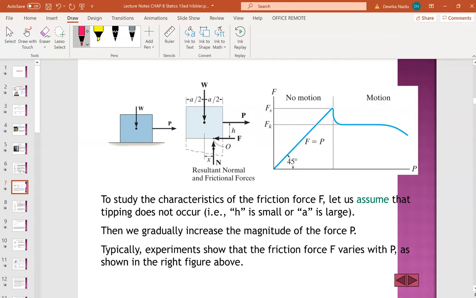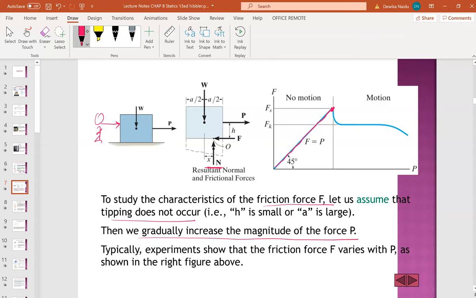To study the characteristics of the friction force, let's assume that tipping does not occur, so we keep x within this range. We gradually increase the magnitude of p. For example, you have a box and you start pushing it. You are pushing, it's not moving. You push even harder, still not moving. You push to the maximum of the energy you have, and then the box starts moving.